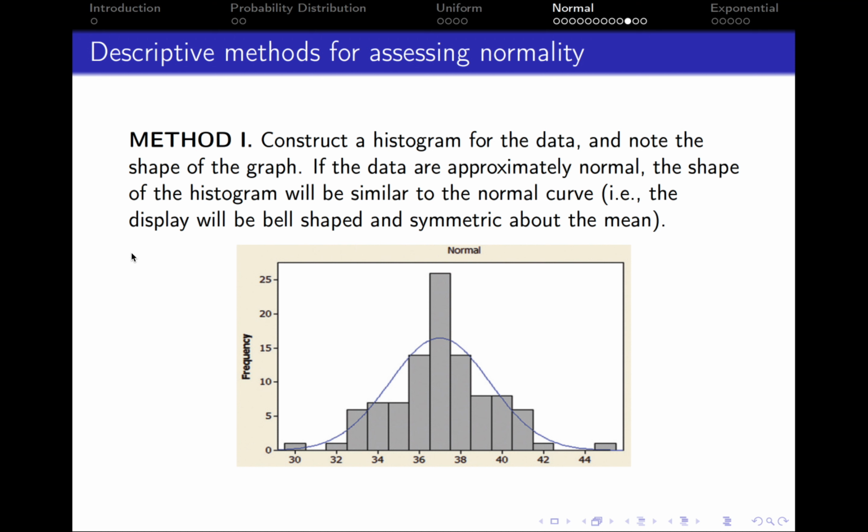The first method involves constructing a histogram of the data and noting the shape of the graph. So if the data that you've got are approximately normal, the shape of the histogram that you make will be similar to a normal curve. The display will be bell-shaped and symmetric about the mean. And here is an example for you.